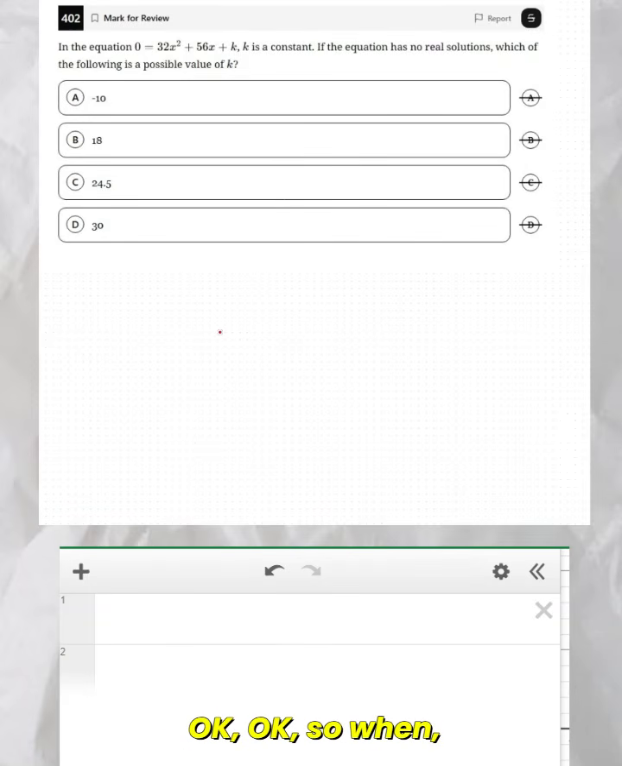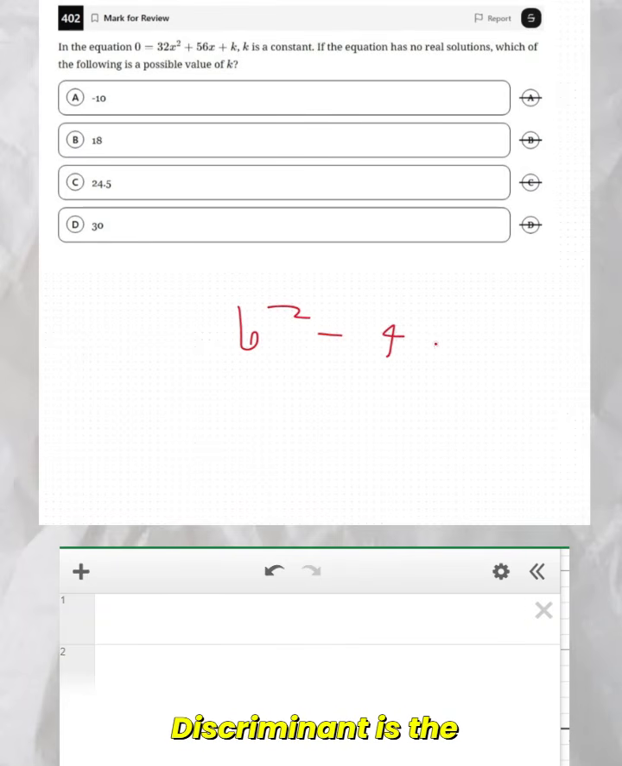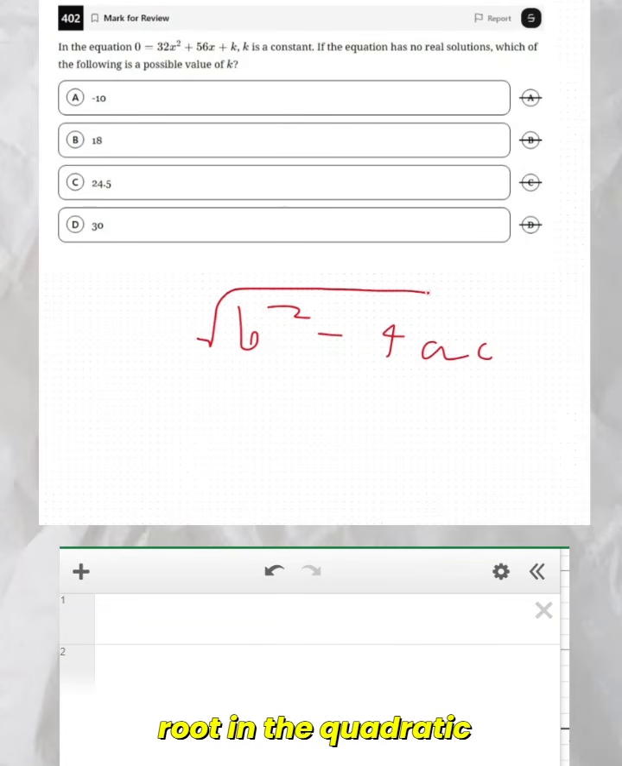Okay, so whenever we're dealing with the amount of real solutions, so if it's no real solutions, one real solution, or two real solutions, we need to use the discriminant. The discriminant is the part under the square root in the quadratic formula. What this basically tells us is that if the discriminant is greater than 0, there's two real solutions. If the discriminant is equal to 0, there is one real solution. And if the discriminant is less than 0, there are no real solutions. Okay, so in this scenario, the discriminant has to be less than 0 because the equation has no real solutions.